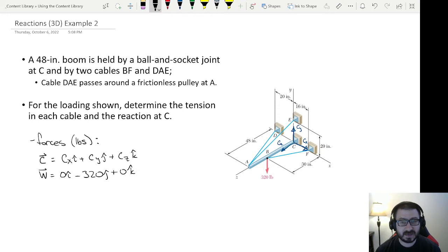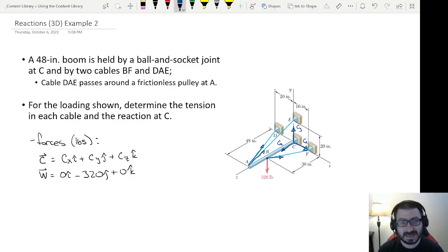The remaining vectors are related to the cables. I'm going to have one force that goes like this, and these are cables, so they're going to be in tension. I'm assuming they're yanking on the boom. If here's the boom, and the boom probably wants to fall down, those cables are propping it back up. So there's going to be a force here, a force here, and a force here.